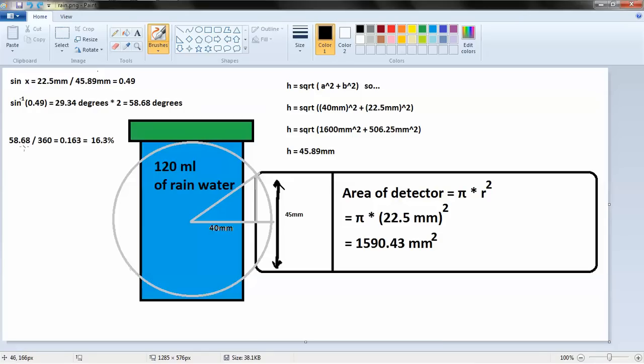The reason I did that is because I can divide that by 360 degrees and figure out the ratio of this to the circle. And that ratio should remain the same when I expand this out to a sphere, 4 pi r squared geometry. It should expand right out, meaning that we should assume that whatever activity we detect against here is approximately 16.3% of the total activity coming out of here.